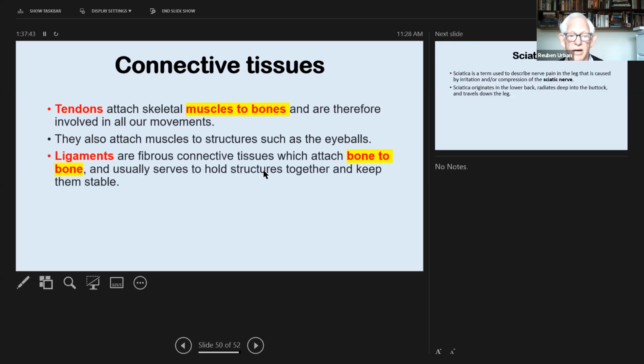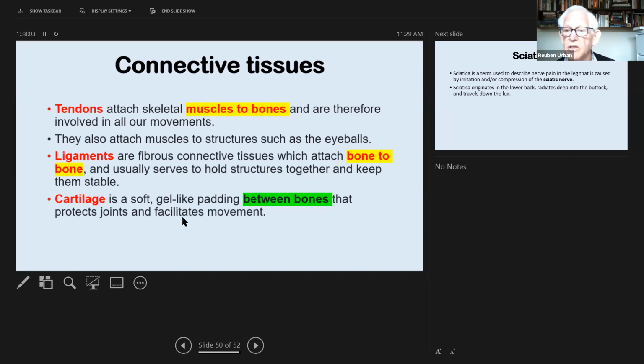Ligaments, they're fibrous and they connect bone to bone. So I mentioned the cruciate ligaments in the knee, crossover. They're very, very tough. They're hard to break, hard to snap. I've done it. Not nice.